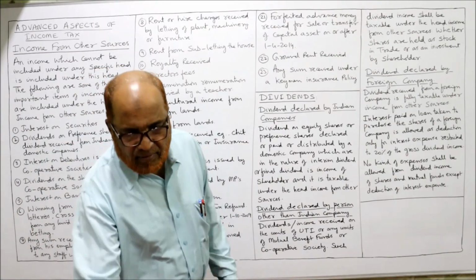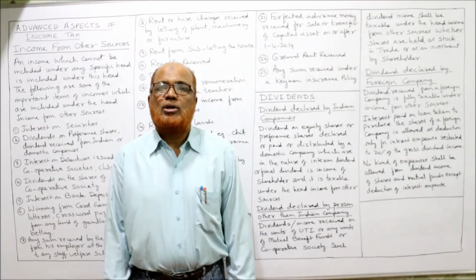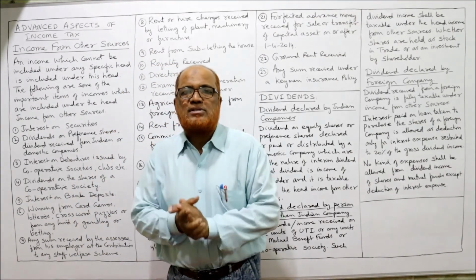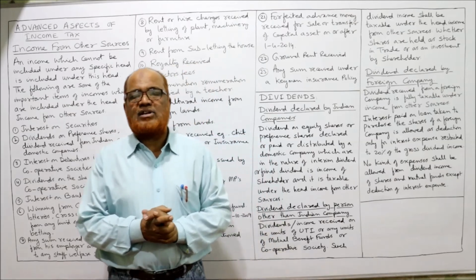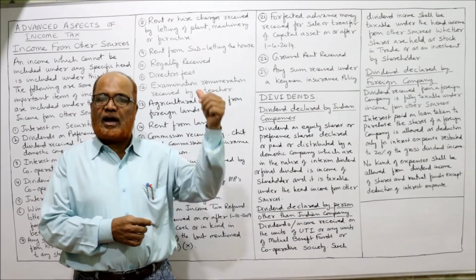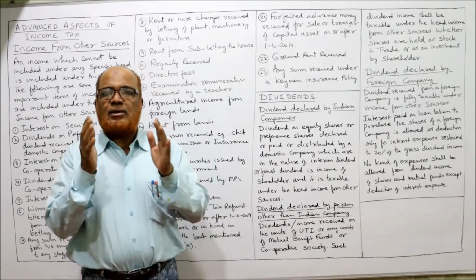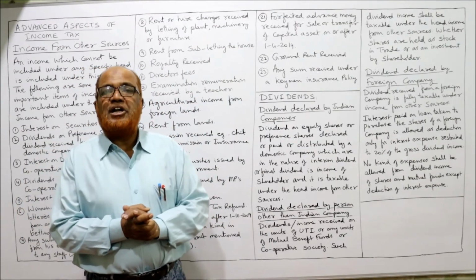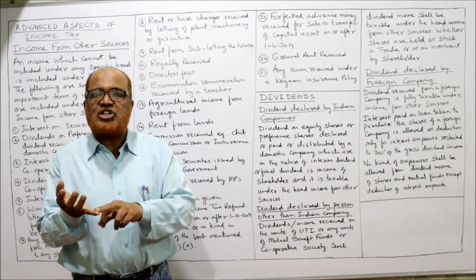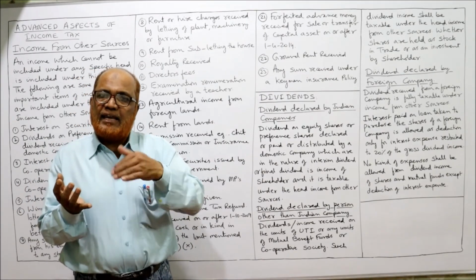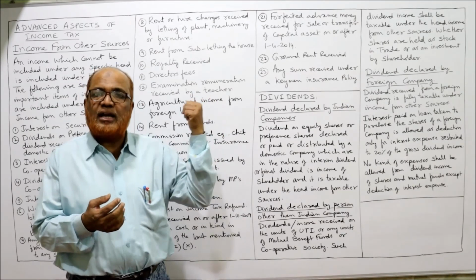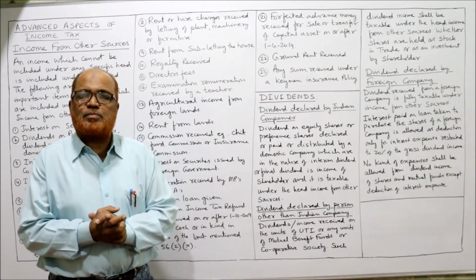So in this video, I have explained what is income from other sources. I gave 23 examples of those items of income which are taxable under income from other sources, and the provisions regarding dividend income from domestic companies, dividend income from any organization other than a company, and dividend received from a foreign company. These are the provisions I have explained.